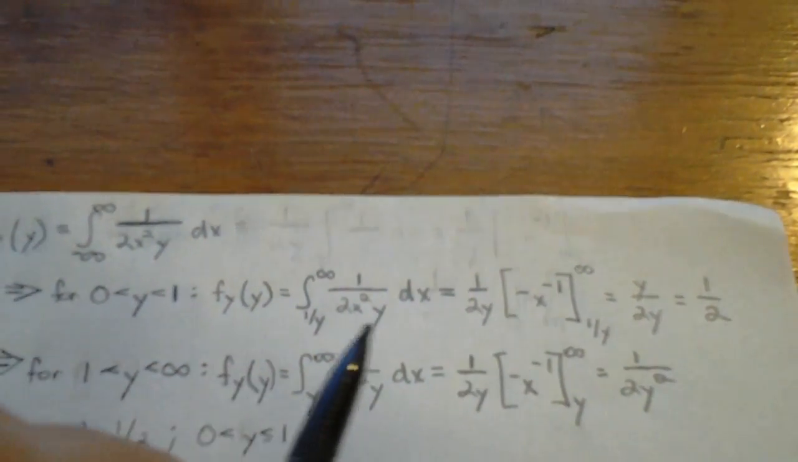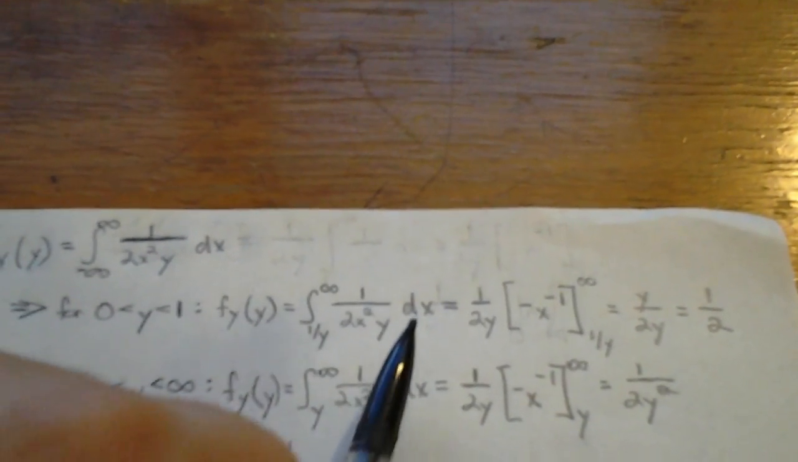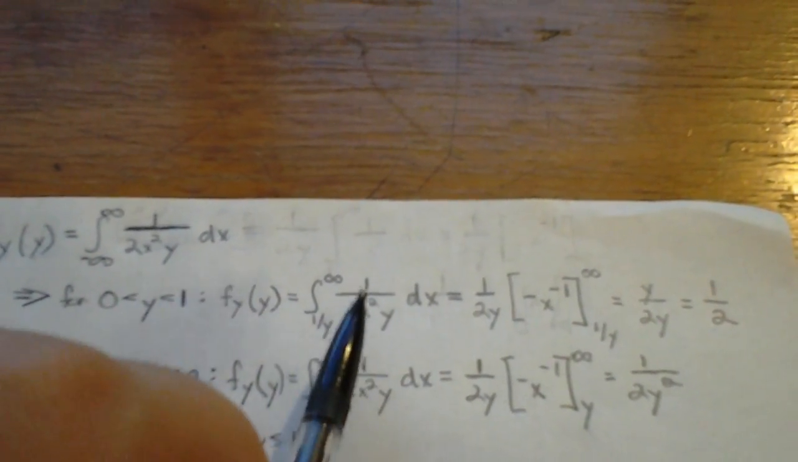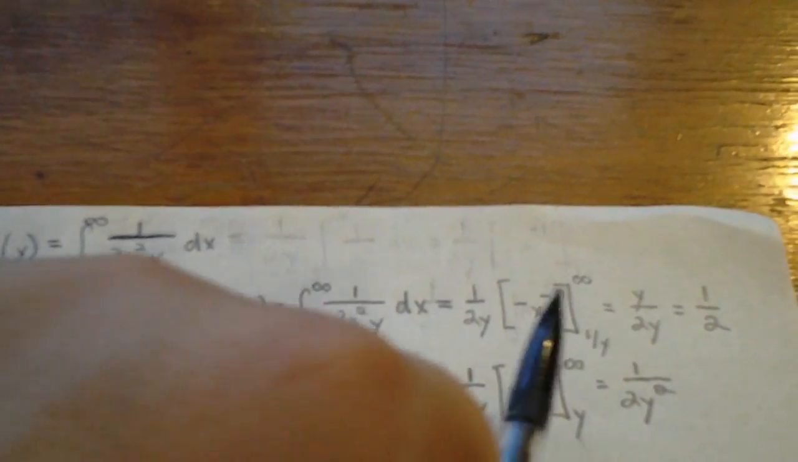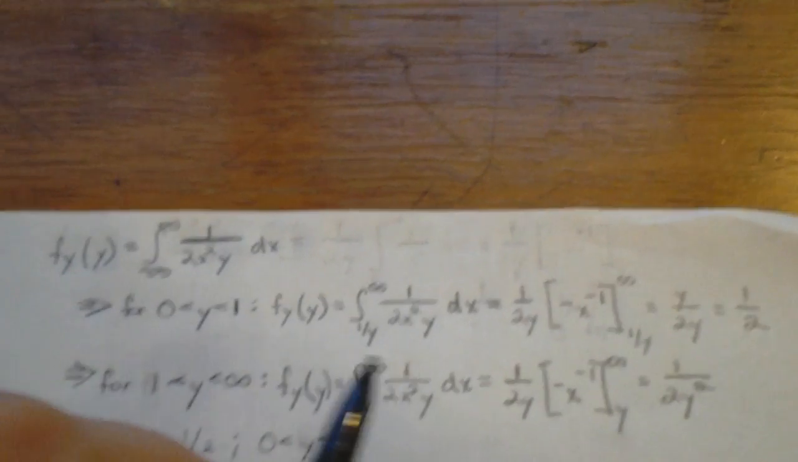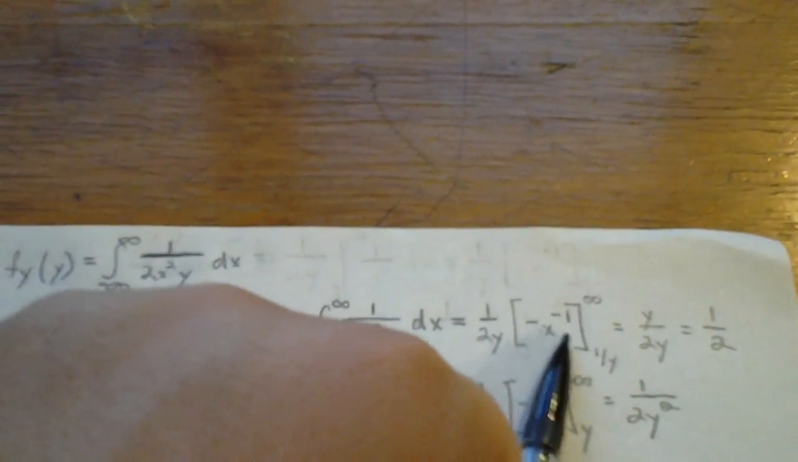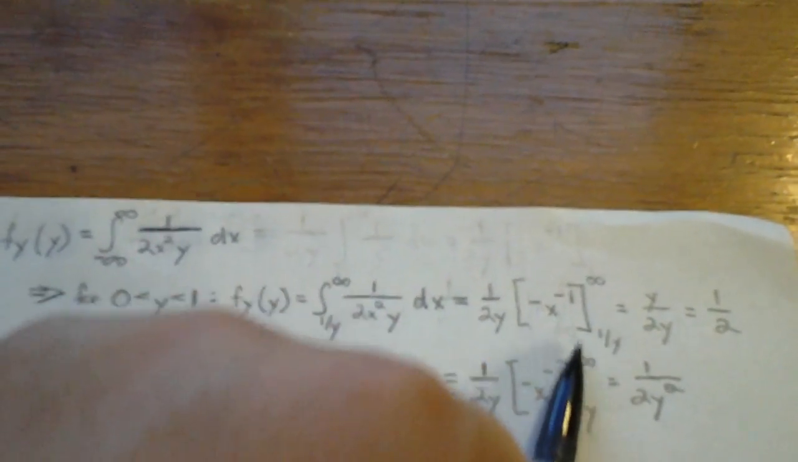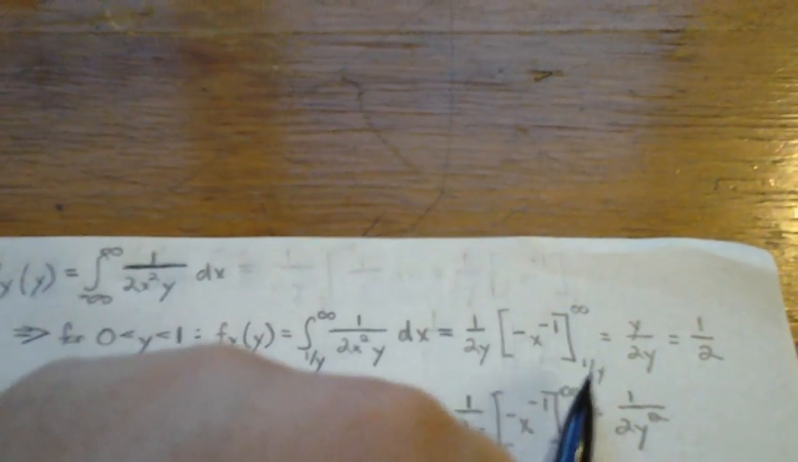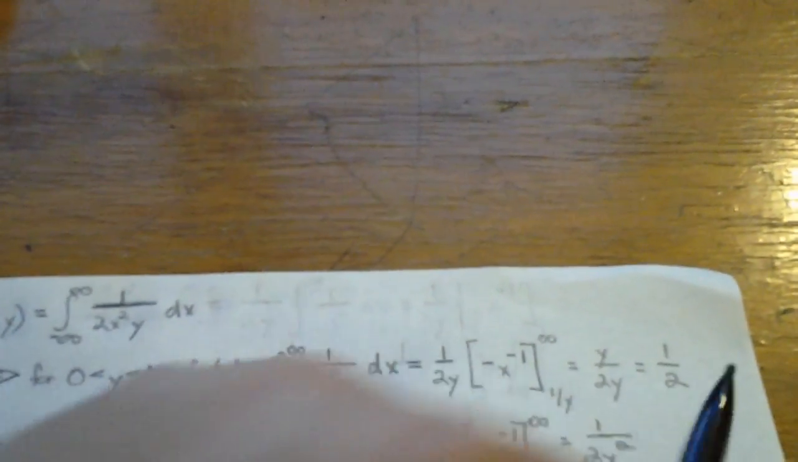When we work things out right here, we can see how we can actually do that. We brought out constant terms because we're working in terms of x right here. So we brought out 1 over 2y. That just makes this 1 over x squared, or 1 to the negative 2. We work it out right here. We evaluate it over our limits. I mean, infinity is going to be 0, 1 over y. We substitute in. That ends up being y over 2y, which is 1/2.